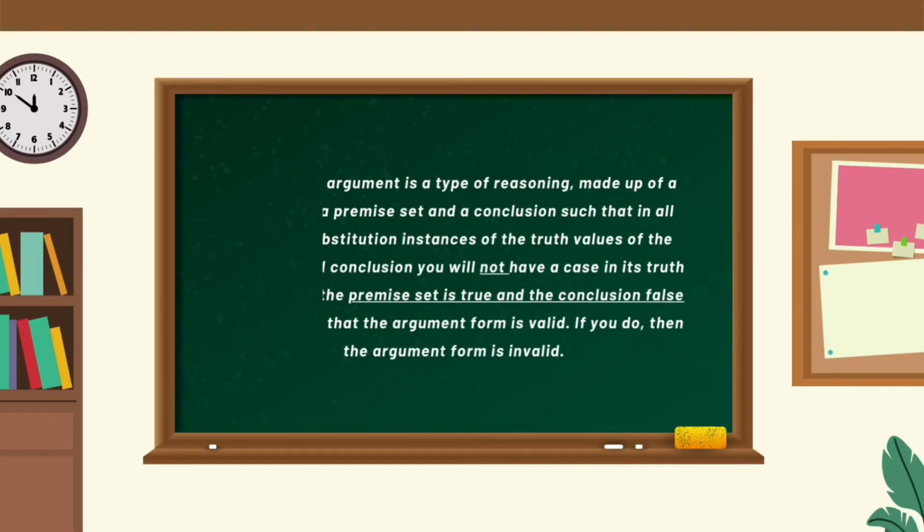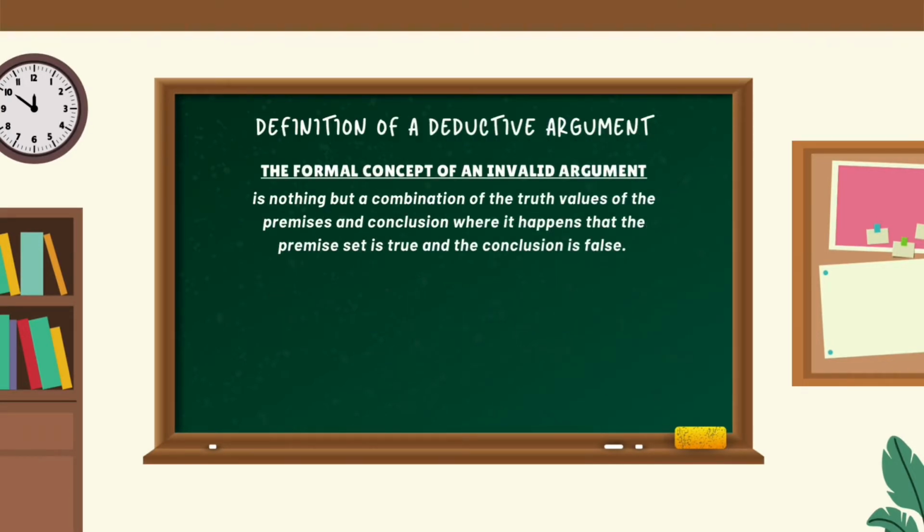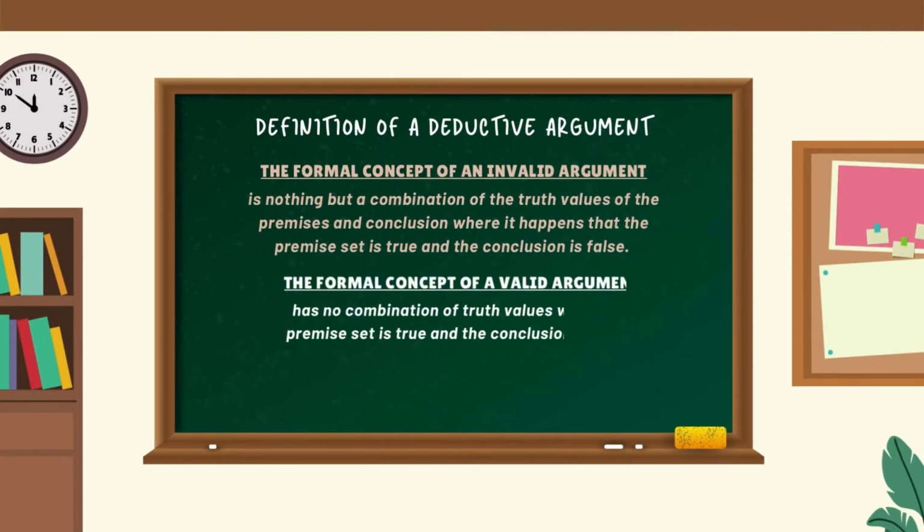To easily grasp the idea, just keep in mind that the formal concept of an invalid argument is nothing but a combination of the truth values of the premises and a conclusion where it happens that the premise set is true and the conclusion is false. Similarly, the formal concept of a valid argument has no combination of truth values where the premise set is true and the conclusion is false.